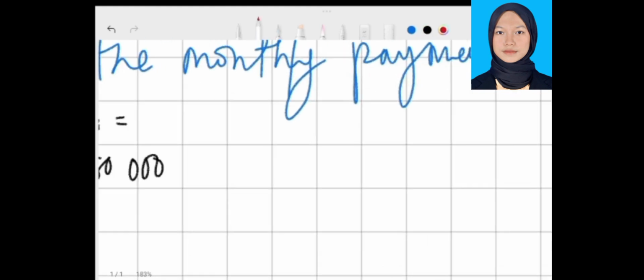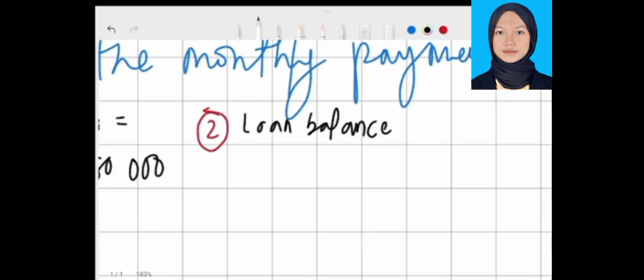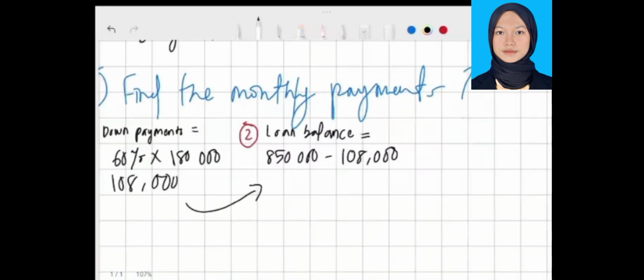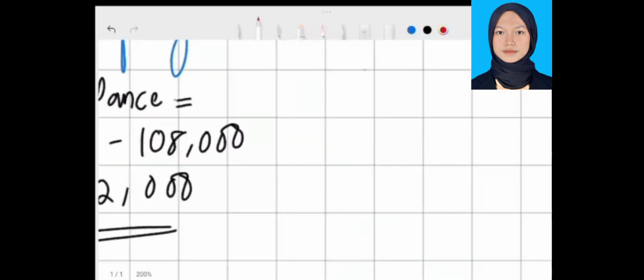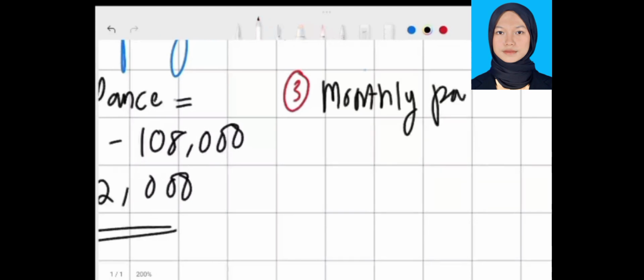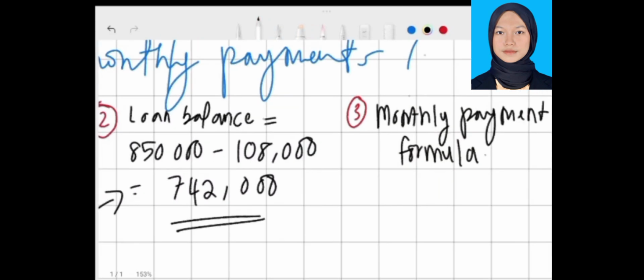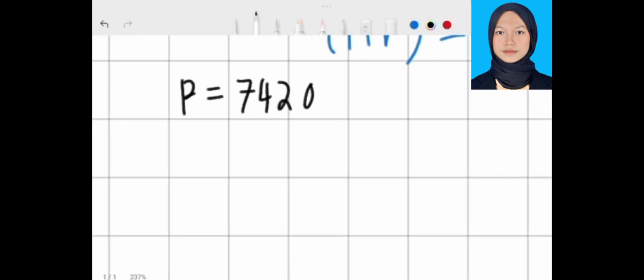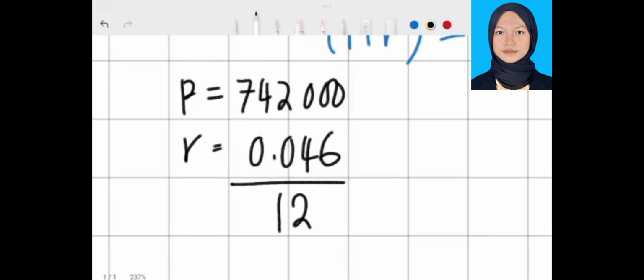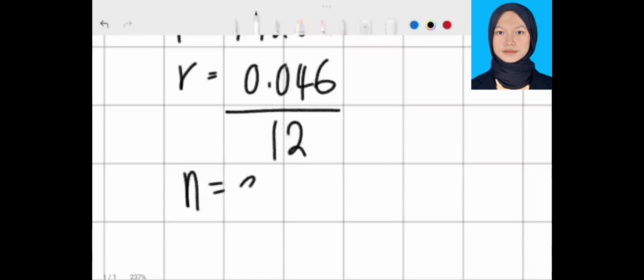0.08000. For step 2, we need to calculate the loan balance. 85000 minus 100, we got 742,000. And step 3, we need to calculate the monthly payment. So we have the formula: M equal to P R (1 plus R) power of N, divided by (1 plus R) power of N minus 1. As we know, P is 7.2000, R is 0.046, N is 60 multiplied by 12, we got 360.